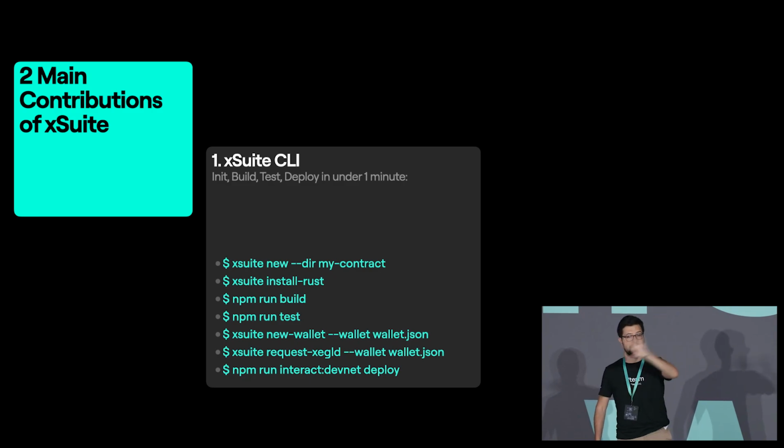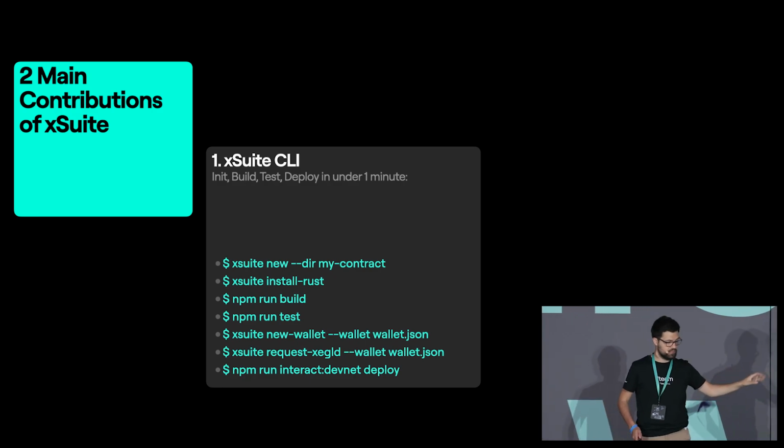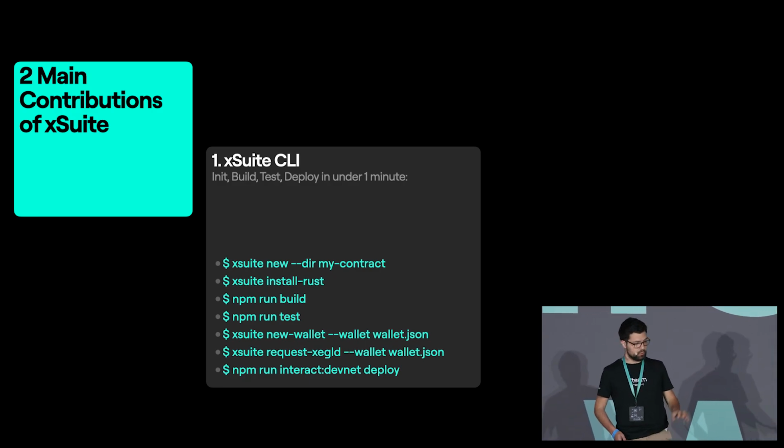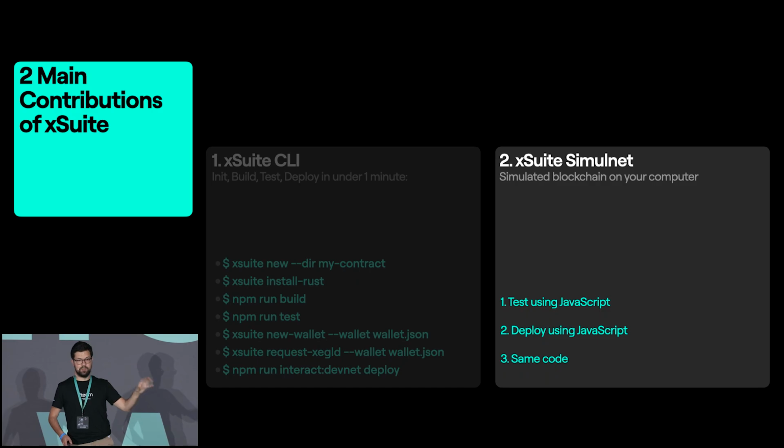Like, if anybody takes his computer right now, executes these 7 commands, he will have, under 1 minute, a smart contract that is built, tested, and deployed. So it's that easy. The second contribution is xSuite Simulnet.